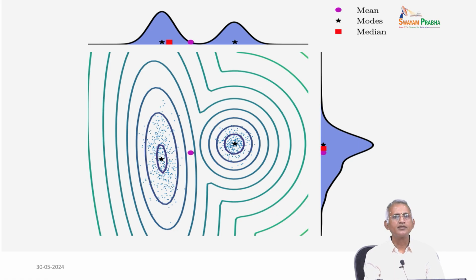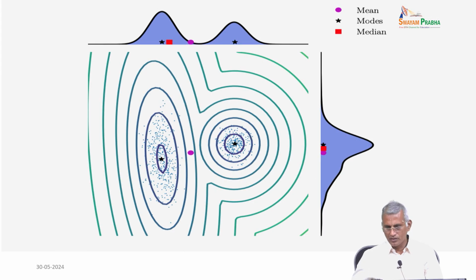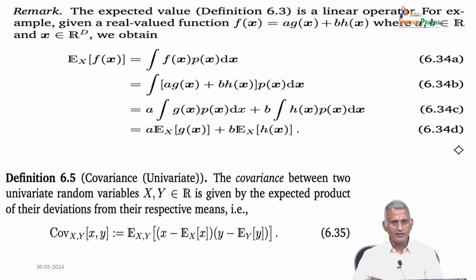So, based on this, the Gaussian distribution is discussed, and keep it in mind where the ideas of bimodal is explained. So, this is the two-dimensional distribution, and keep it in mind. So, let us go to the next ideas.